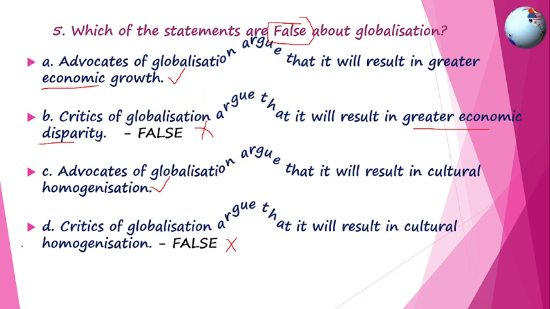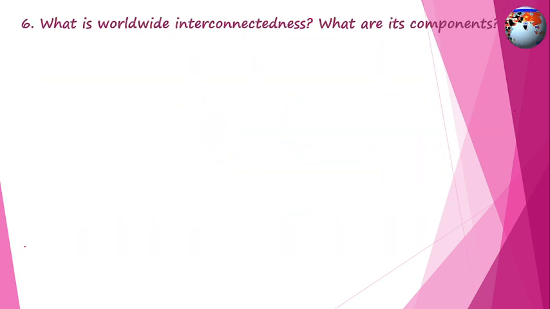Now let's move to the next question. Question number C. What is worldwide interconnectedness and what are its components? See, this is a very important question. So you should look at the question, and if it's possible, write down the answer in your notebook.